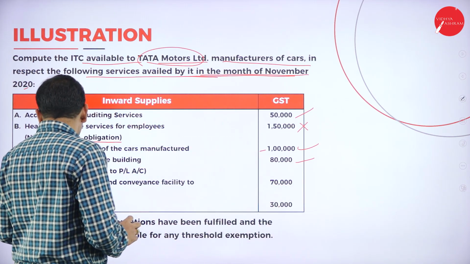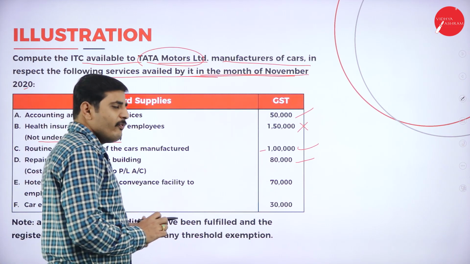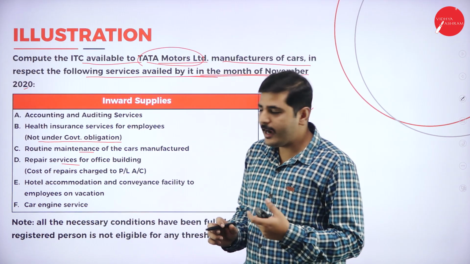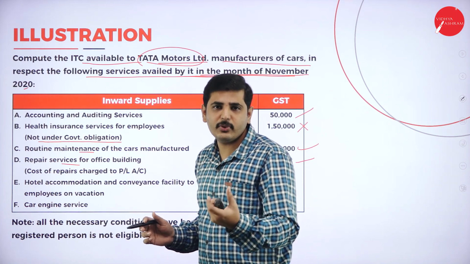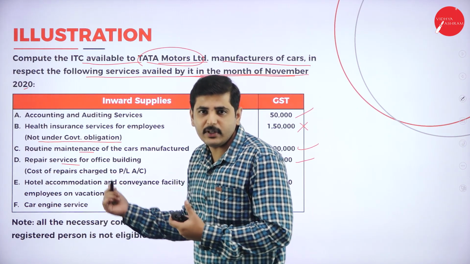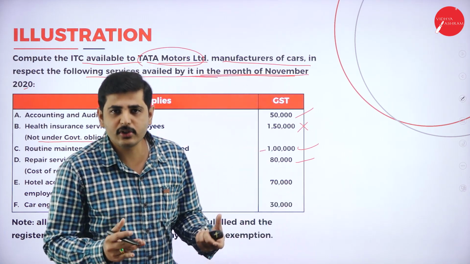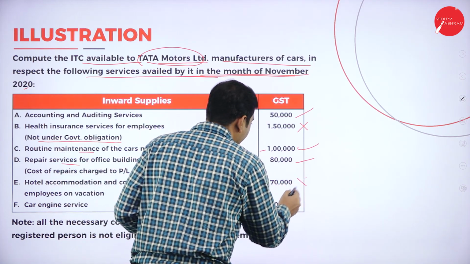Next one, hotel accommodation and conveyance facility to employees on vacation. This is not on the obligation of the government. The company is giving it for its own happiness, on its own expenses, on its own motivation, but not on the obligation or strict rules or regulations from the government. So for this also ITC is not available.